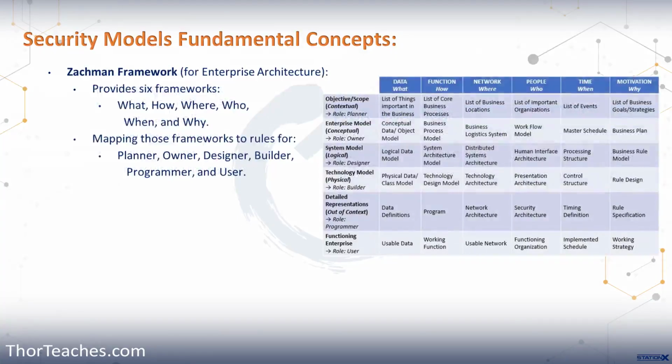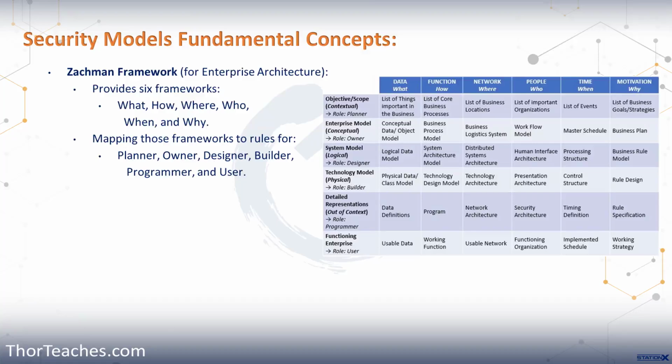Here, let's look at the segment framework and then finish this lecture out with security modes. We use the segment framework for enterprise architecture. We have the 6 frameworks: what, how, where, who, when, and why. Then we map those frameworks to the roles. Again, 6 roles: planner, owner, designer, builder, programmer, and user.